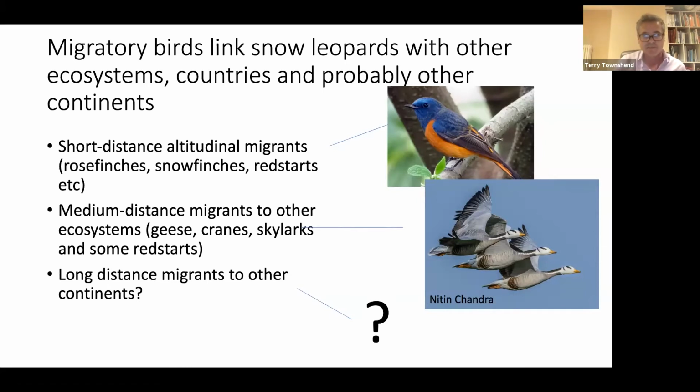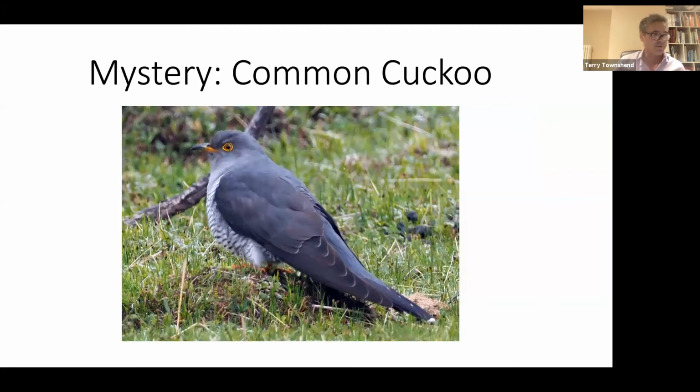And then there are some longer distance migrants, we think. So this hasn't been proved yet, but we think there are species that will link snow leopard habitats in the Himalayas to other continents. And I'm just going to talk a little bit about a couple of those possibilities. So one of the birds that is very well known, I think everybody will know the common cuckoo.